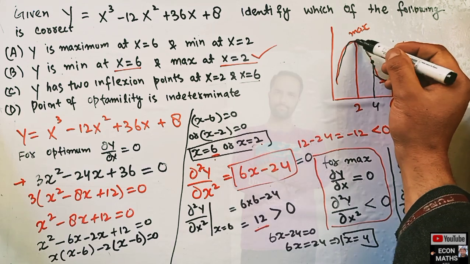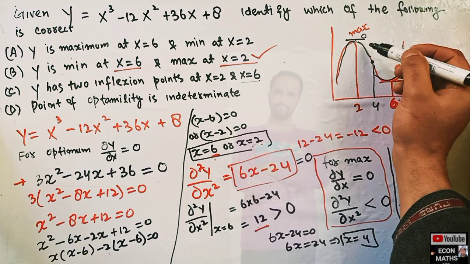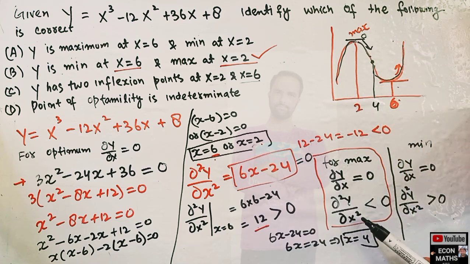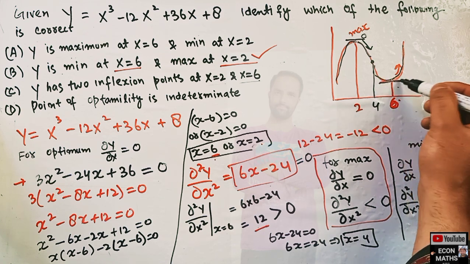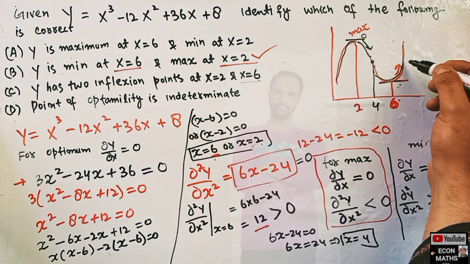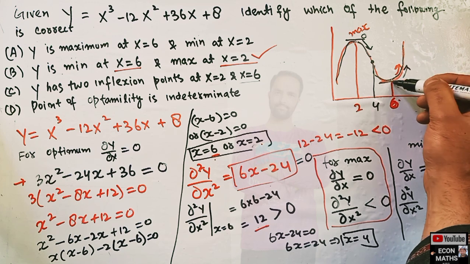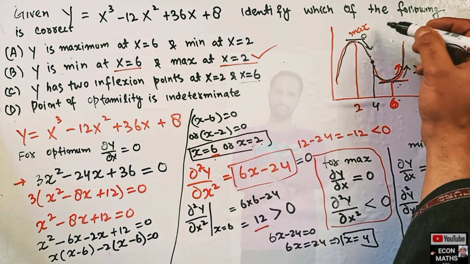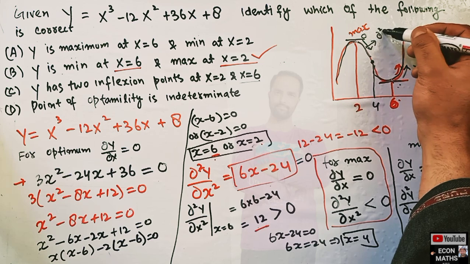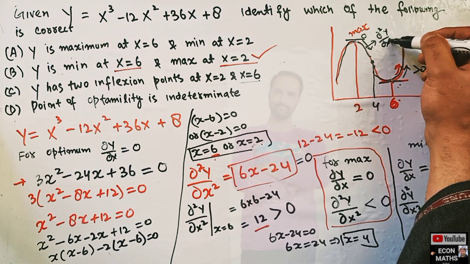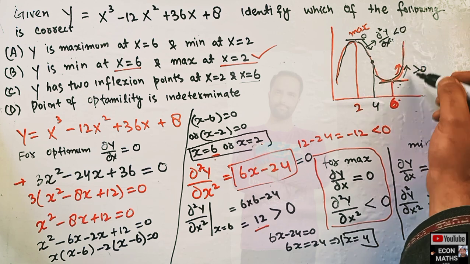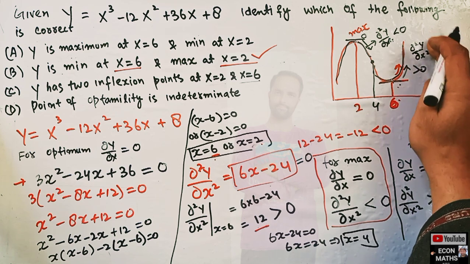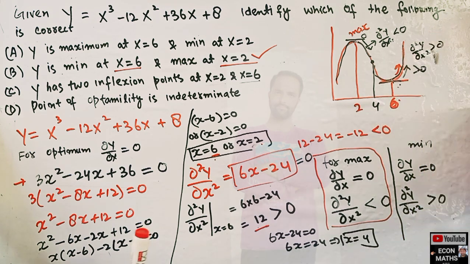So for a maximum, first the slope should be equal to 0, and the slope of the slope, what we call the second derivative, should be falling, which we have seen here. And for a minimum, obviously the slope should be equal to 0, and the second derivative, when evaluated at the critical point, should be rising. That means it should be positive. So d square y upon d x square should be less than 0 for a maximum, and here d square y upon d x square should be greater than 0 for a minimum. These are the conditions for maximum or minimum.